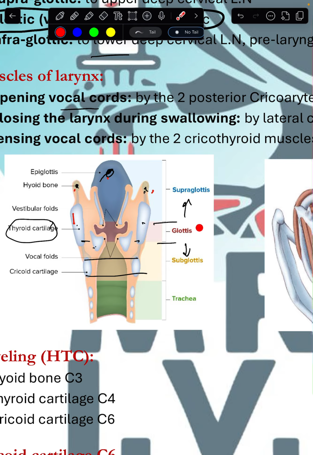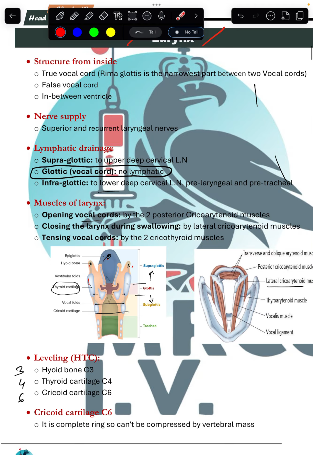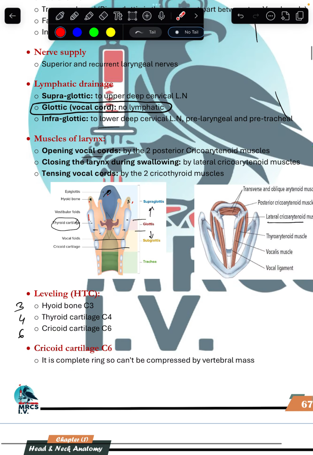So the central part is called glottis. Above this is called supraglottis. Below this is subglottis. Now, first, the hyoid bone is the highest. It is at the level of C3, thyroid at C4 and cricoid at C6. This is the question most commonly asked. Cricoid cartilage is C6, thyroid cartilage is C4, hyoid at C3: 3, 4, 6, HTC.